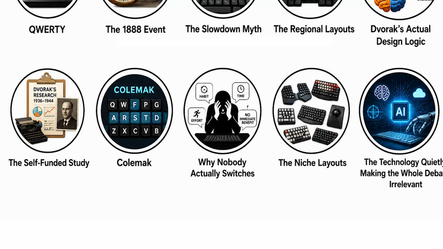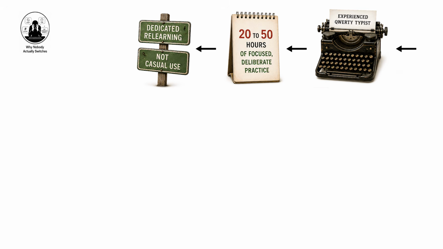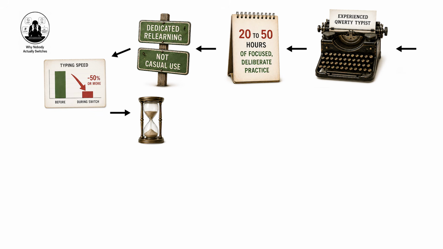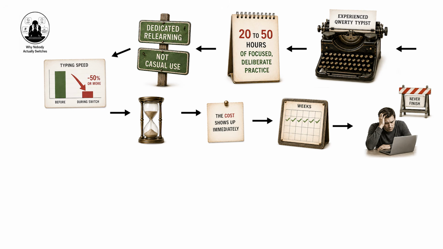Why nobody actually switches. An experienced QWERTY typist needs roughly 20 to 50 hours of focused, deliberate practice to get back to their old speed on Dvorak or Colemak, not casual use, dedicated relearning. During that window, typing speed drops by more than half. That's the specific reason most people who attempt the switch never finish. The cost shows up immediately, and the benefit only shows up weeks later if you stick with it that long.